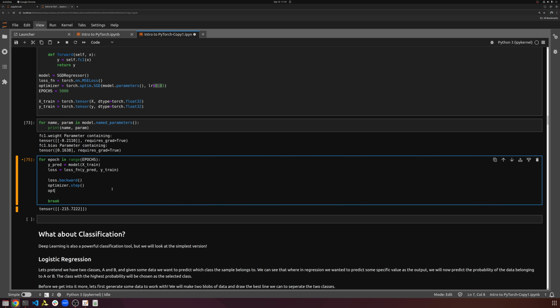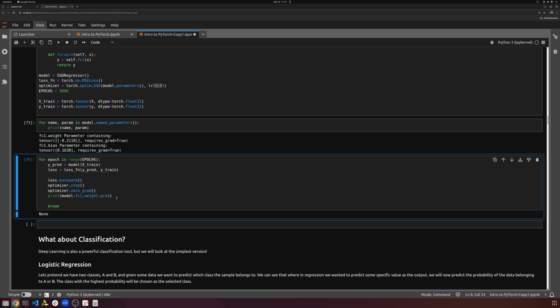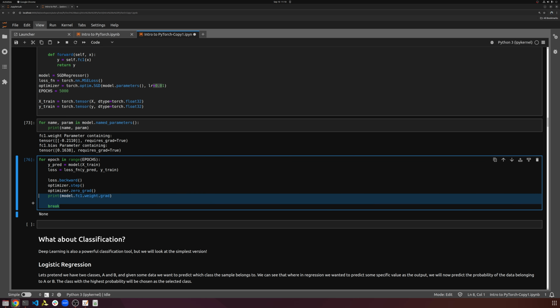So we just need to do an optimizer.zero_grad. So now our gradients are zeroed out. So if we do print again model.fc1.weight.grad, it's back to none, even though we computed the gradient. Then we'll just do that over and over again. So now we have this.